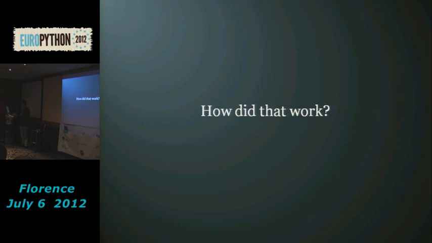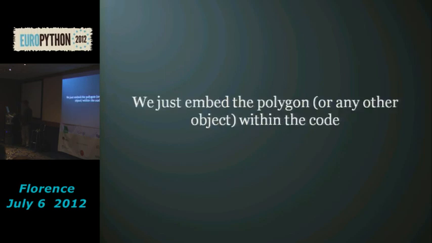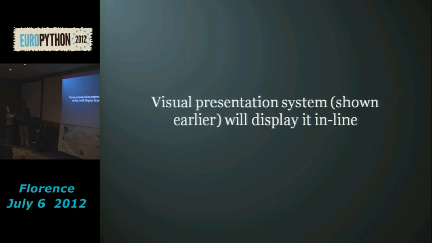How did that work? We just embed the polygon or any other object within the code. And to the compiler or to the surrounding code, it just looks like a reference to an object. So that convex function call just received a reference to the polygon that was embedded within the code. And the visual presentation system, as shown earlier, will just display it inline. Just like the type coercion within the inline objects in the image list automatically coerced either the images or the cellular automata into something visual, the same trick coerces the polygon into a visual representation as well. So you can just create any object, define your present method, and then drag and drop it in.